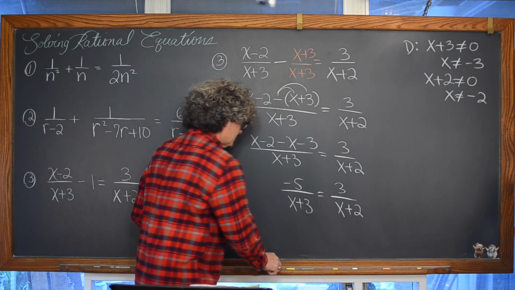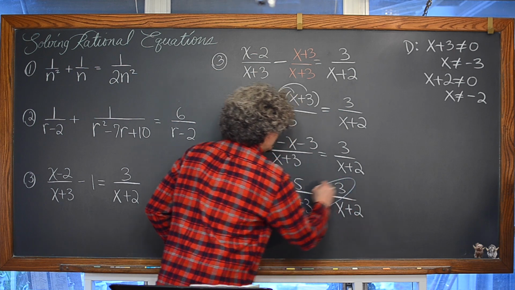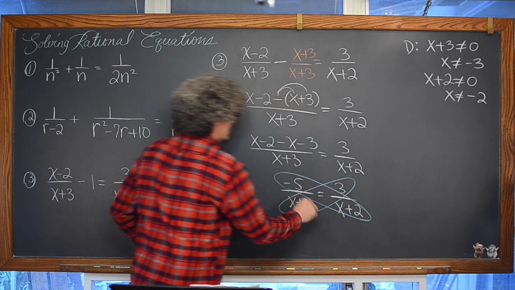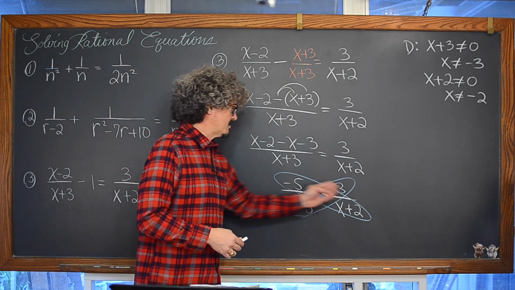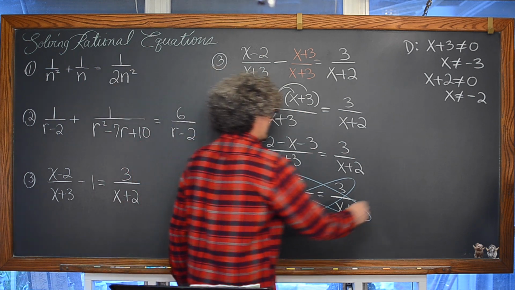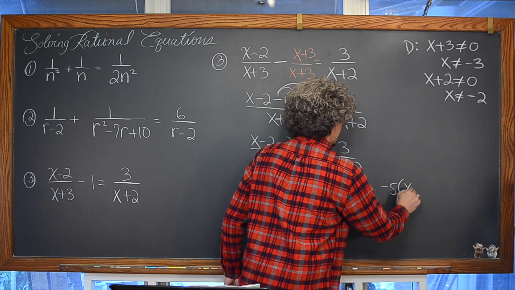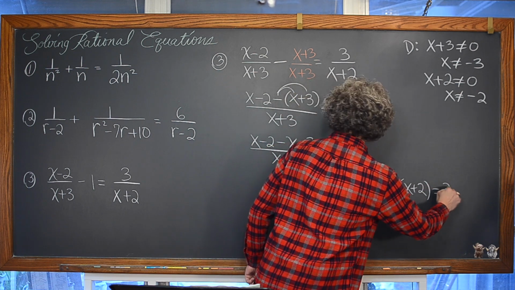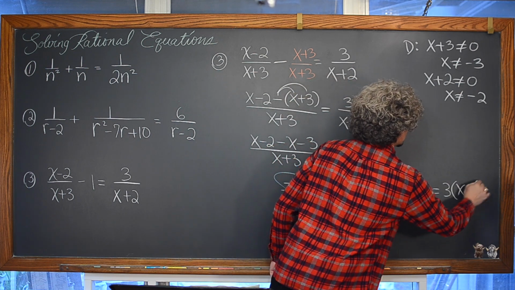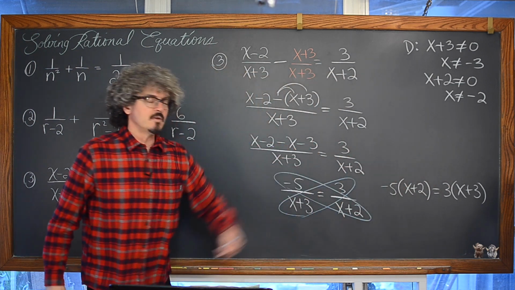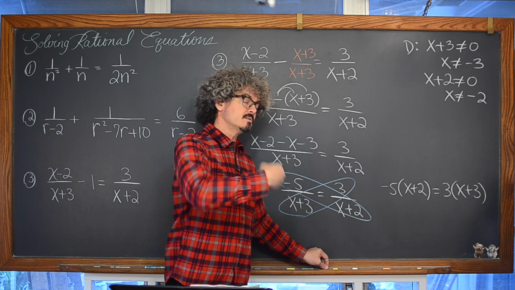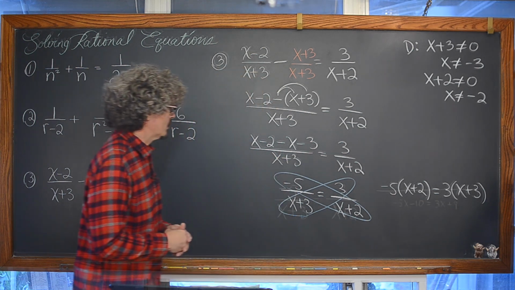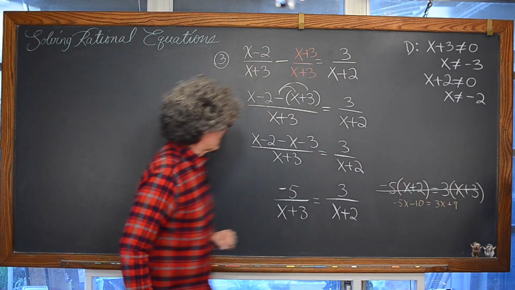So I'm not going to work it out this way because I'm thinking about you moving on to rational inequalities, but you could cross multiply this now that we have a single fraction on each side, and have negative 5 times x plus 2 is equal to 3 times x plus 3, and you distribute away the parentheses, and you combine like terms if you have any, and you just continue that process of solving that linear equation. So we're not going to do that cross multiplication.